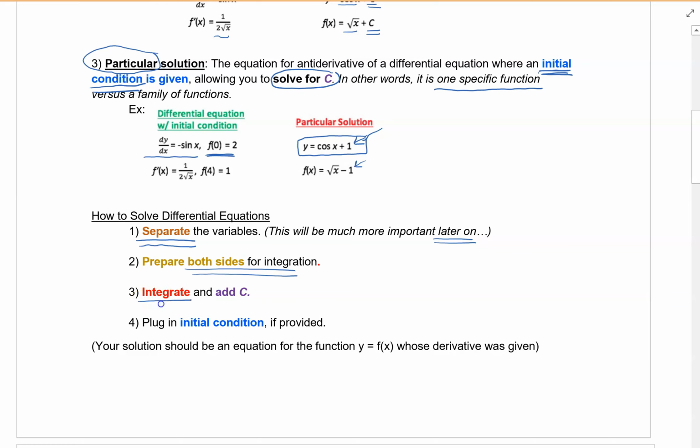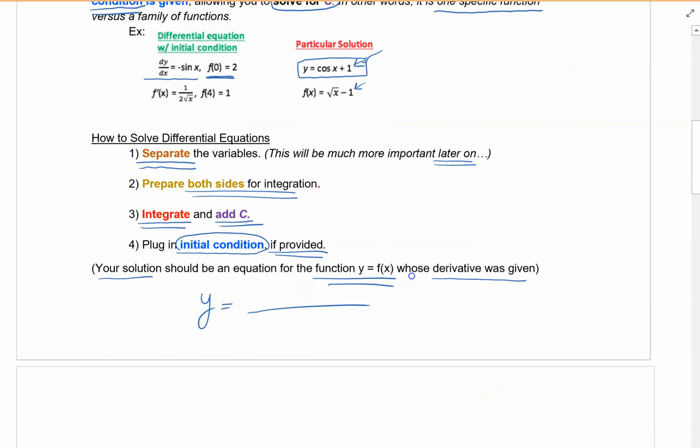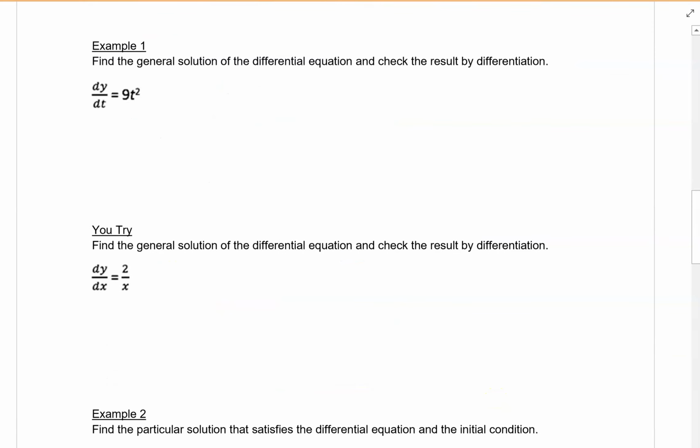We integrate, which is when we find the antiderivative. We add our constant of integration to our general solution, and then if we're given one, we use our initial condition to solve for c. So remember, your final answer should be an equation for the original function, for the antiderivative, the function whose derivative is shown. Your solution should always end up being y equals blank. Okay? So let's try out a few.